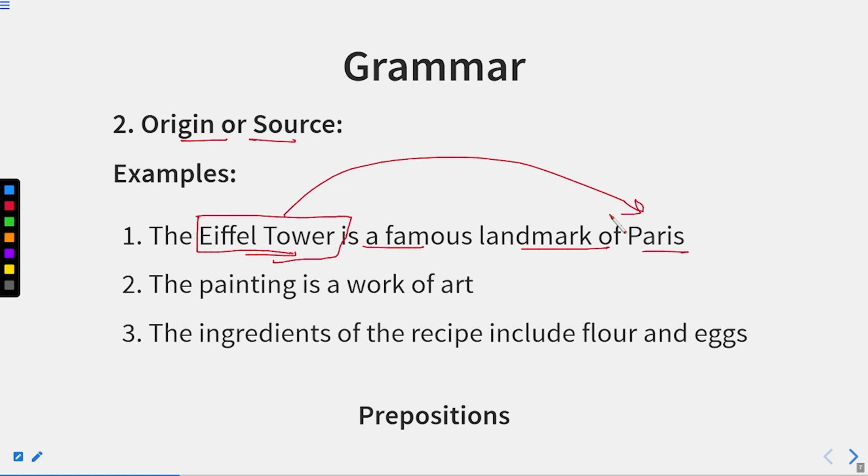Painting is a work of art. Now, what is the source of this painting? It is a work of which? Of art. So this is the source. So this can be shown by preposition of.